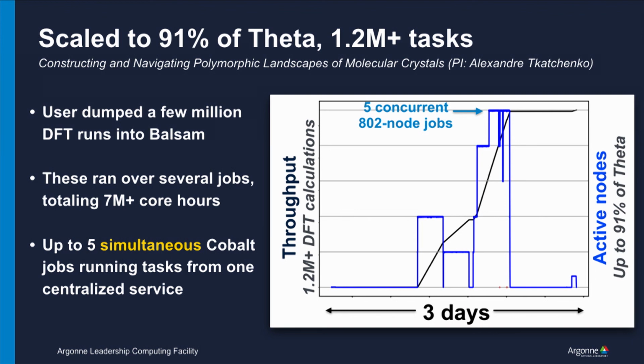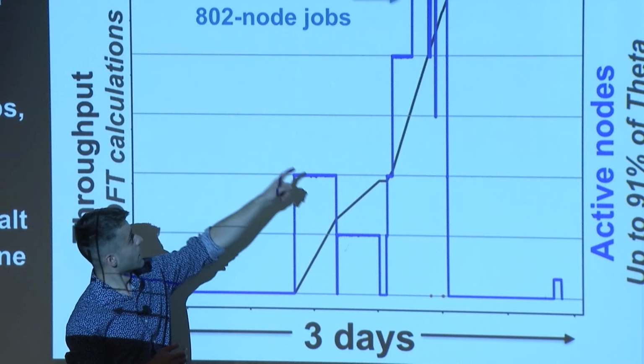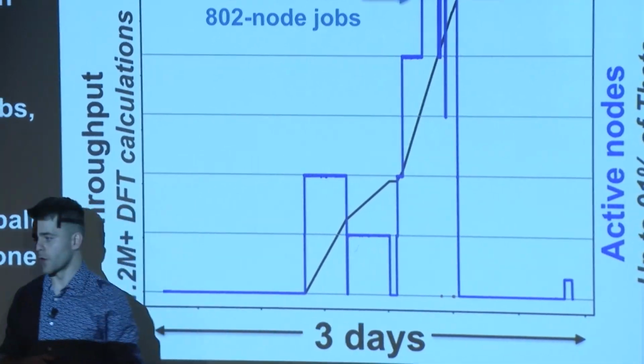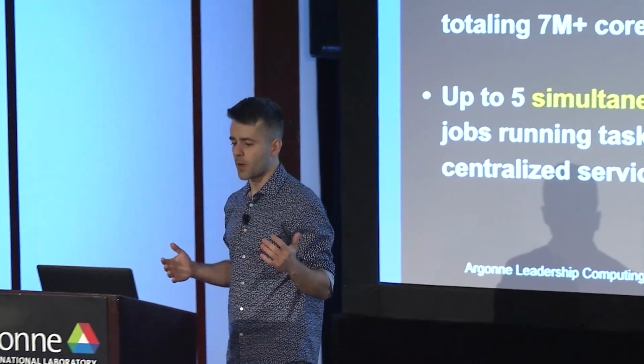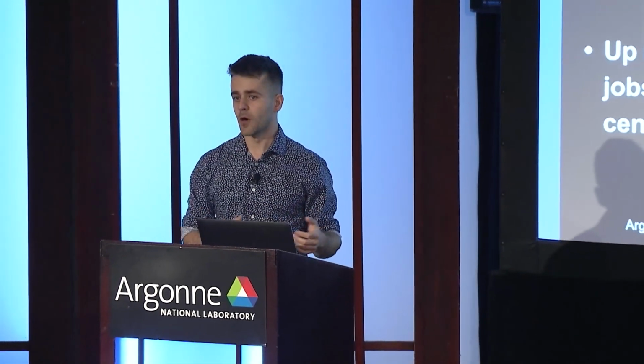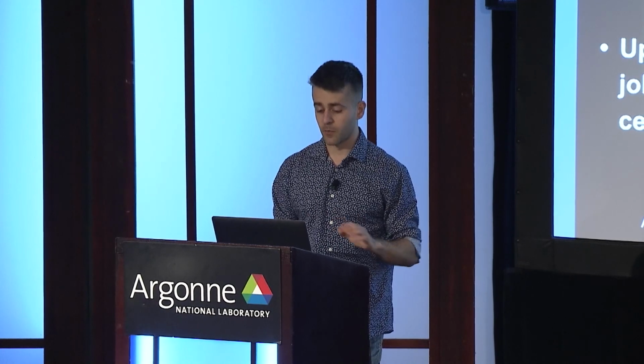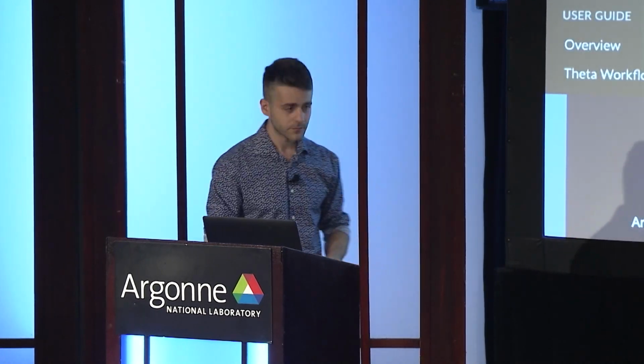And so you can see here, this is in increments of 802 nodes. So there were 2 jobs running here, totaling 1,600 nodes, and then down to 1, and then all the way up to 5 at one point. So something that's convenient here is that you can run many Cobalt jobs simultaneously, and they're all pulling tasks out of the same service. So you no longer have to think about which jobs run in which batch jobs. It kind of is handled on your behalf.